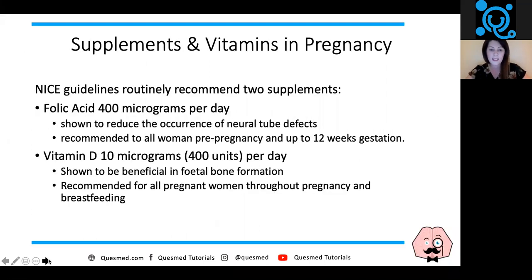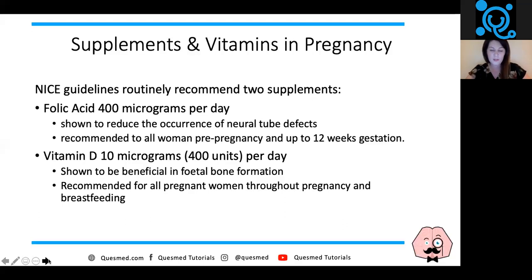Now the NICE guidelines and the Royal College of Obstetricians recommend 2 supplements. The first one is folic acid at a dose of 400 micrograms per day. This has good evidence to show that it reduces the occurrence of neural tube defects and is recommended for all women trying to conceive and for up to 12 weeks gestation.